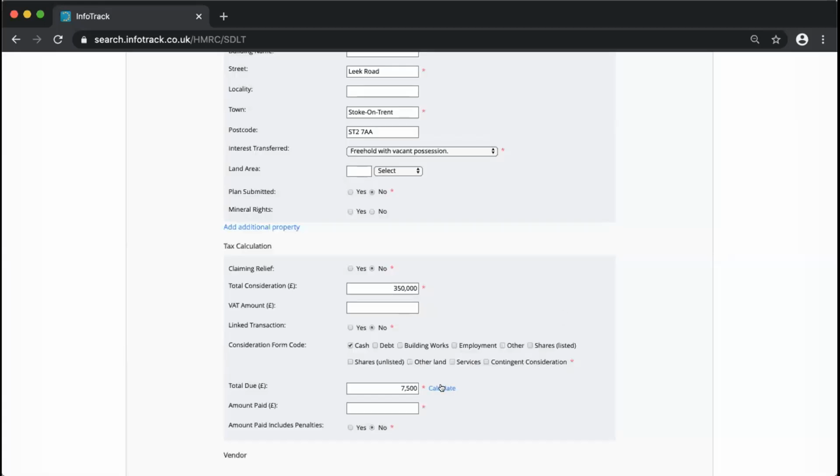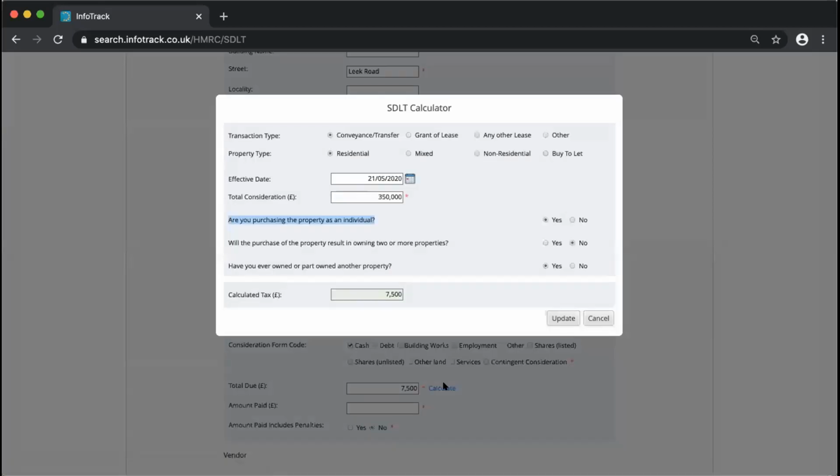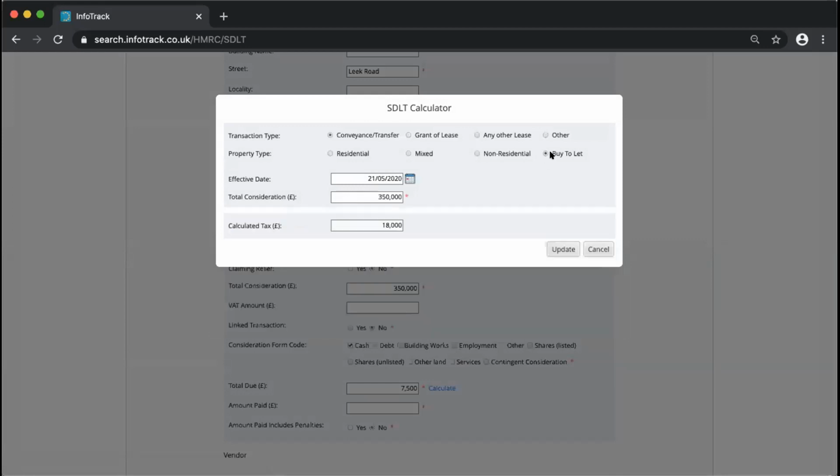If we do want to change anything about this, we'll click calculate again. And for example, we had selected a residential property type, but actually this is a buy to let or a purchase of a second home. So I'll select this radio button at the far right hand side, and you can see that that will automatically elevate that to the higher rate.